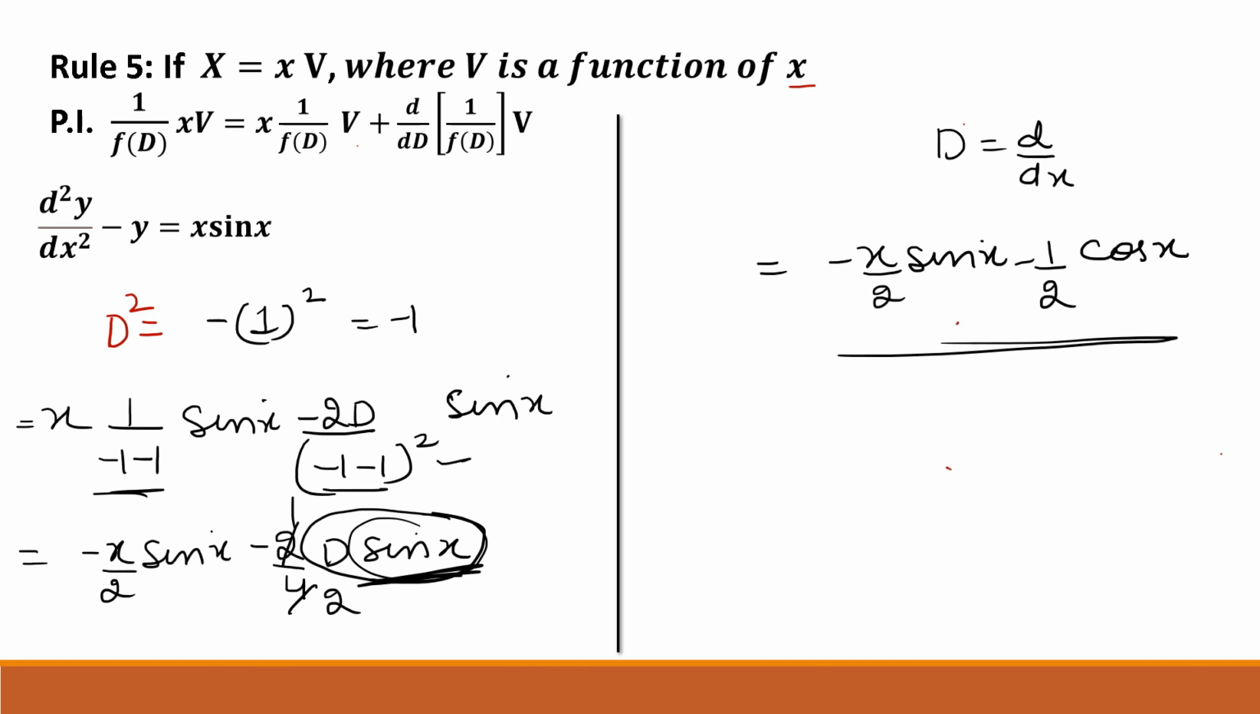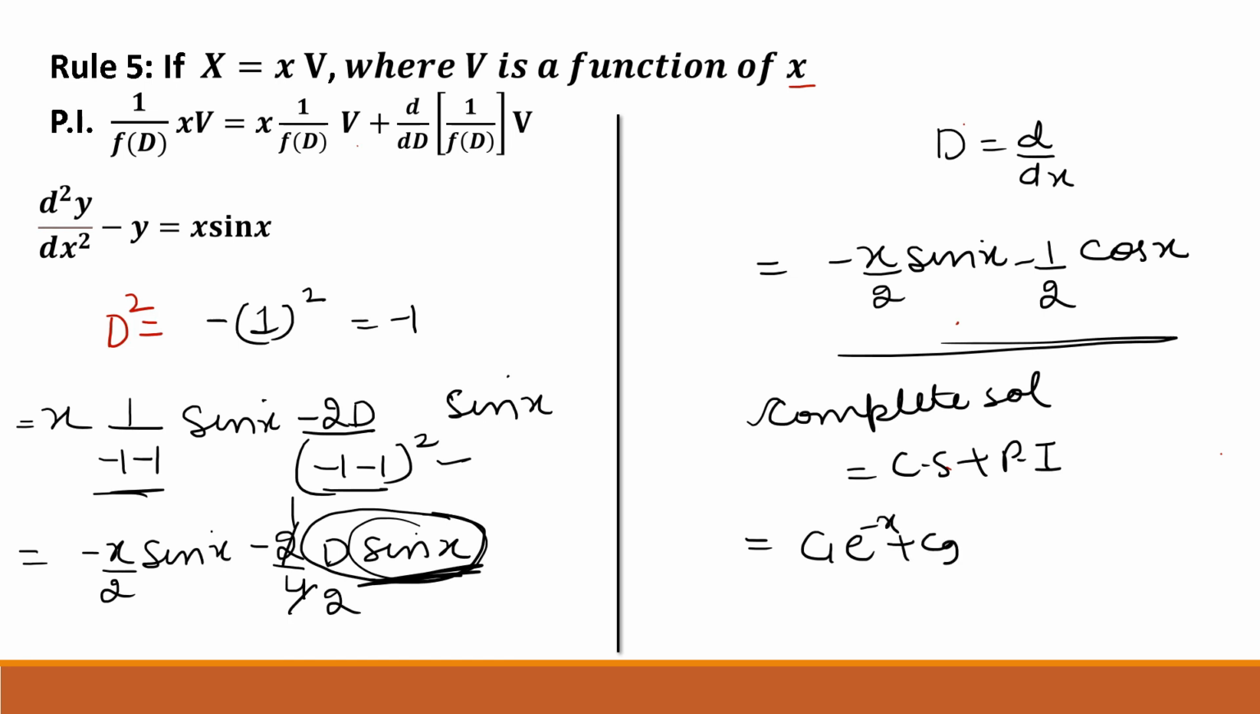Okay, so what is our complete solution? The complete solution is the complementary solution plus the particular integral. What was our complementary solution? That was C1 e power minus x plus C2 e power x, and this is our particular integral, right? So what will we get here? Minus x by 2 sin x minus cos x by 2, right? So this is our final answer. This is actually equal to the dependent variable y, right? So these are the 5 rules.